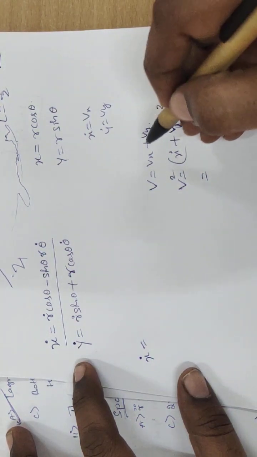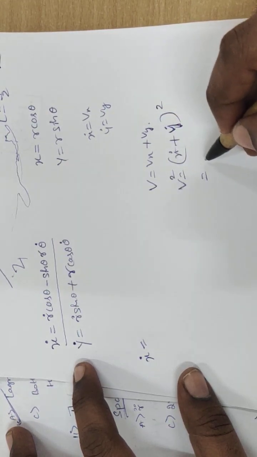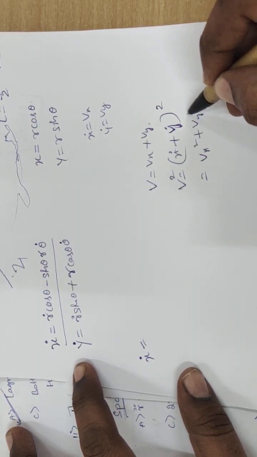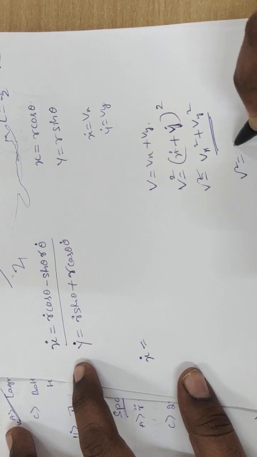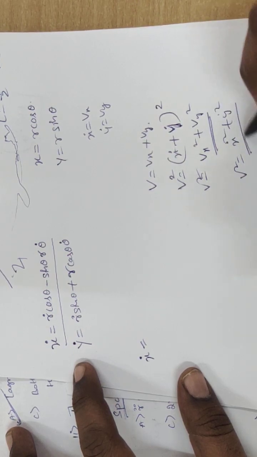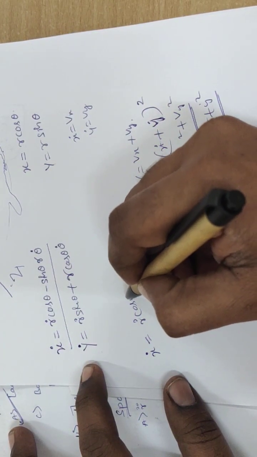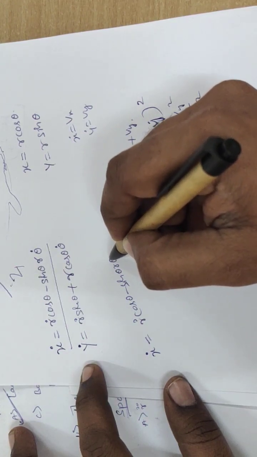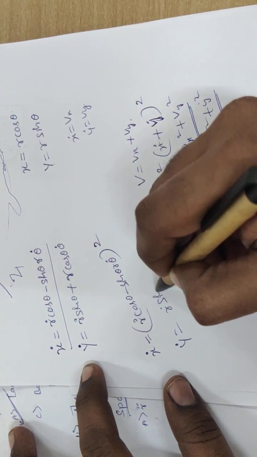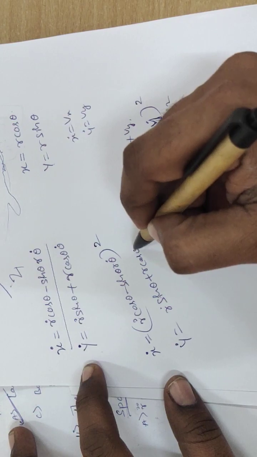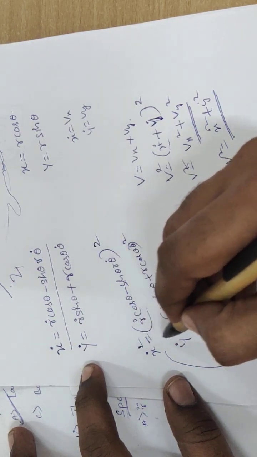Actually, v square is nothing but vx square plus vy square. So that is v square equal to x dot square plus y dot square. What is x dot square? If you take, x dot is r dot cos theta minus sin theta r into theta dot, and y dot is nothing but r dot sin theta plus r cos theta into theta dot. So let us take this as x dot square.